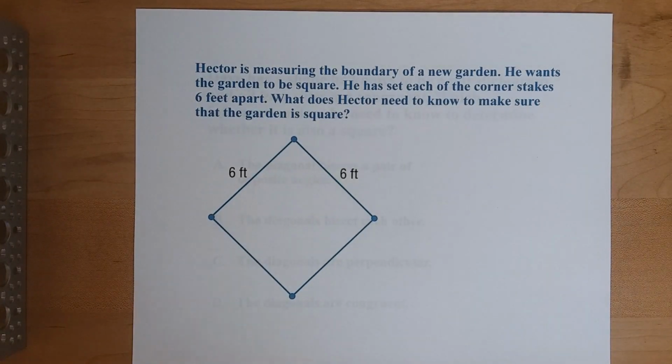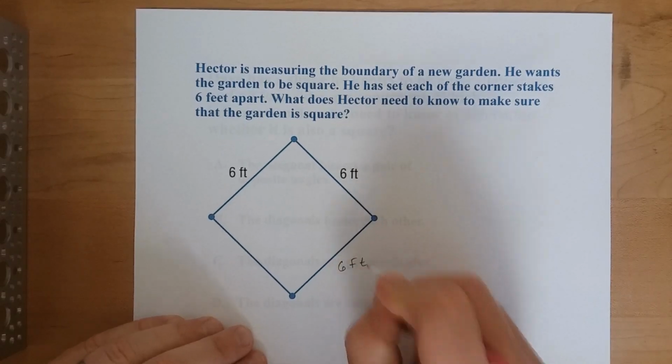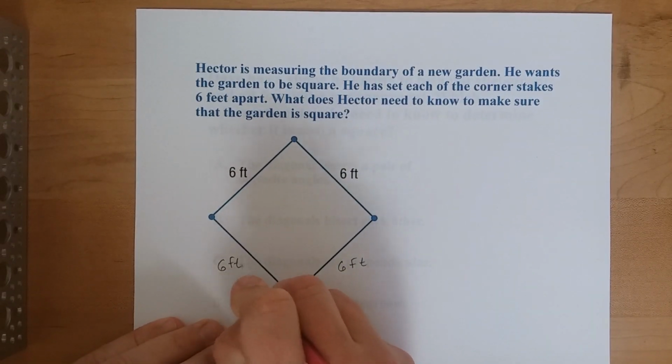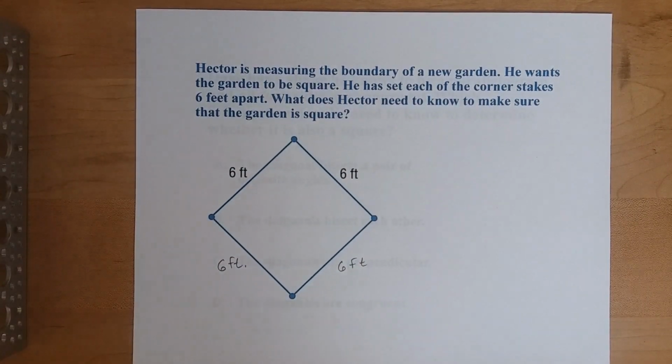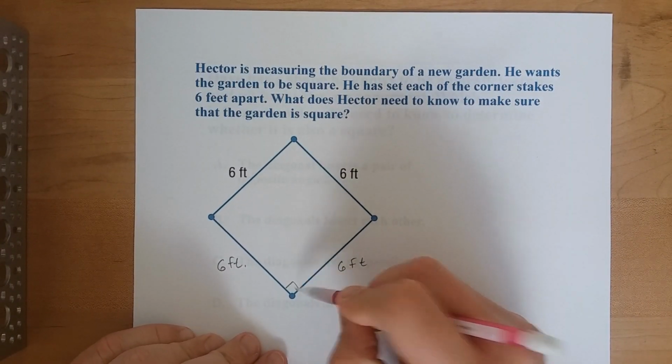All right, Hector is measuring the boundary of a new garden. He wants the garden to be square. He has set each of the corner stakes 6 feet apart. So that means all 4 of these stakes are set 6 feet apart. What does Hector need to know to make sure that the garden is square? Okay. Well, he needs to know that each of these angles is going to be 90 degrees.